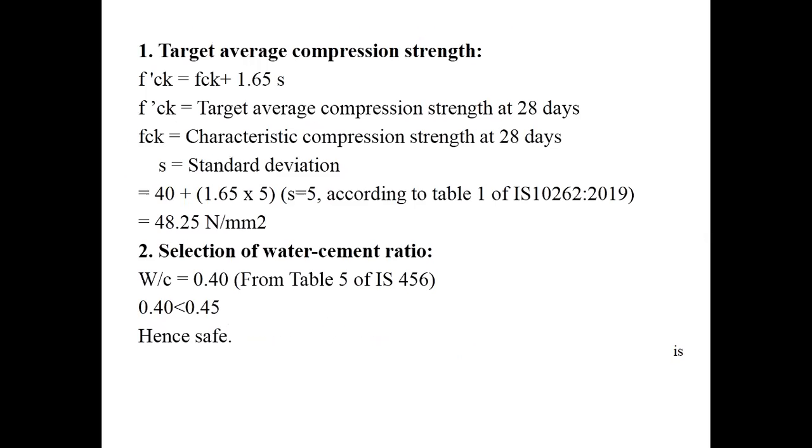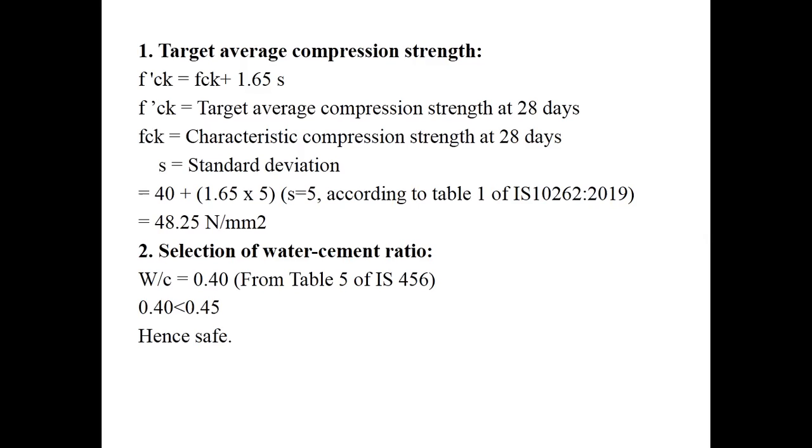Next, moving on to the problem. They asked us to design the M40 grade of concrete. The first step is to find the target mean strength of the concrete. For that we all know f'ck equals fck plus 1.65 S. Let me tell you what f'ck is. f'ck means the target strength we expect at 28 days. After making this mix design, you will be casting it and then testing it, right? So the 28 days compressive strength is expected to be that value, which is called f'ck.